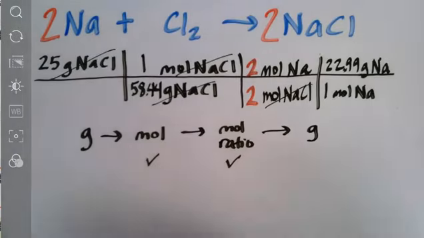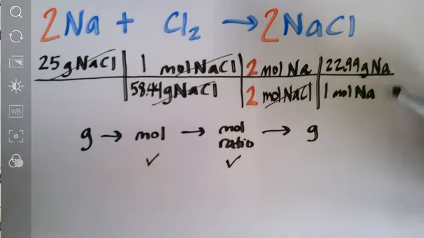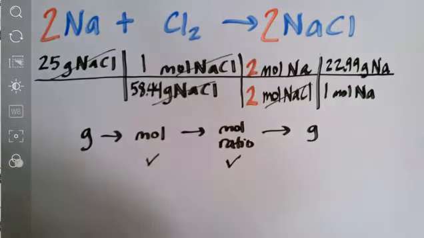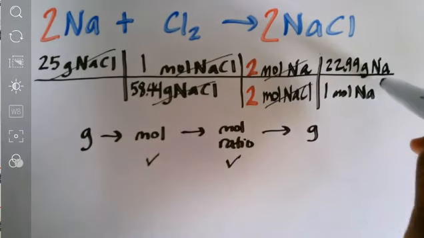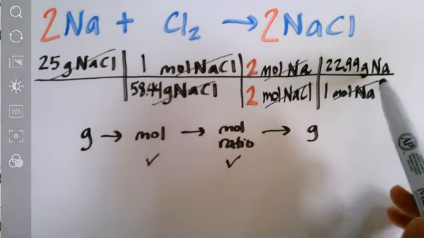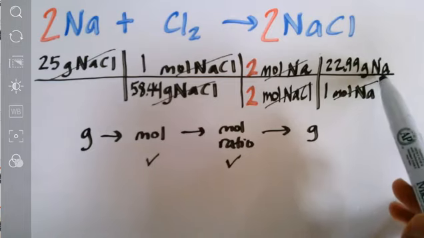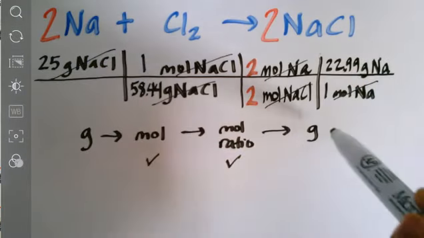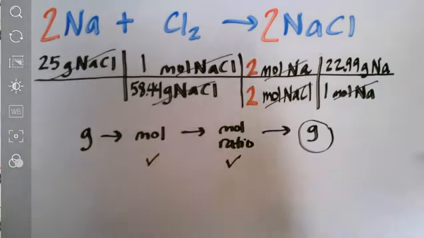Okay, so 1 mole of sodium equals 22.99 grams of sodium. So now all that's left is making sure our labels cancel and making sure that we have the right label that we're supposed to end with. And we do. We changed to finally to grams.